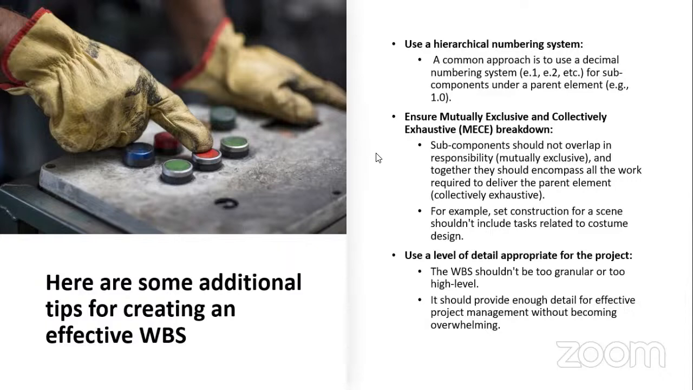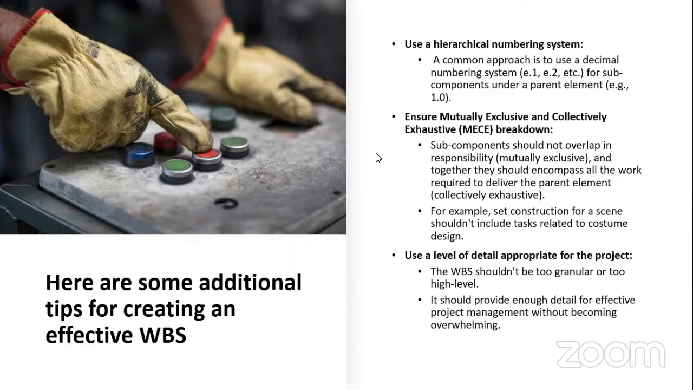Then the next one is ensure mutually exclusive and collectively exhaustive. So this is a big grammar, but it simply applies to the 100% rule. Each of the tasks should be well carried out. They should be done very well. And all of them coming together should give you the sum total of what is expected.